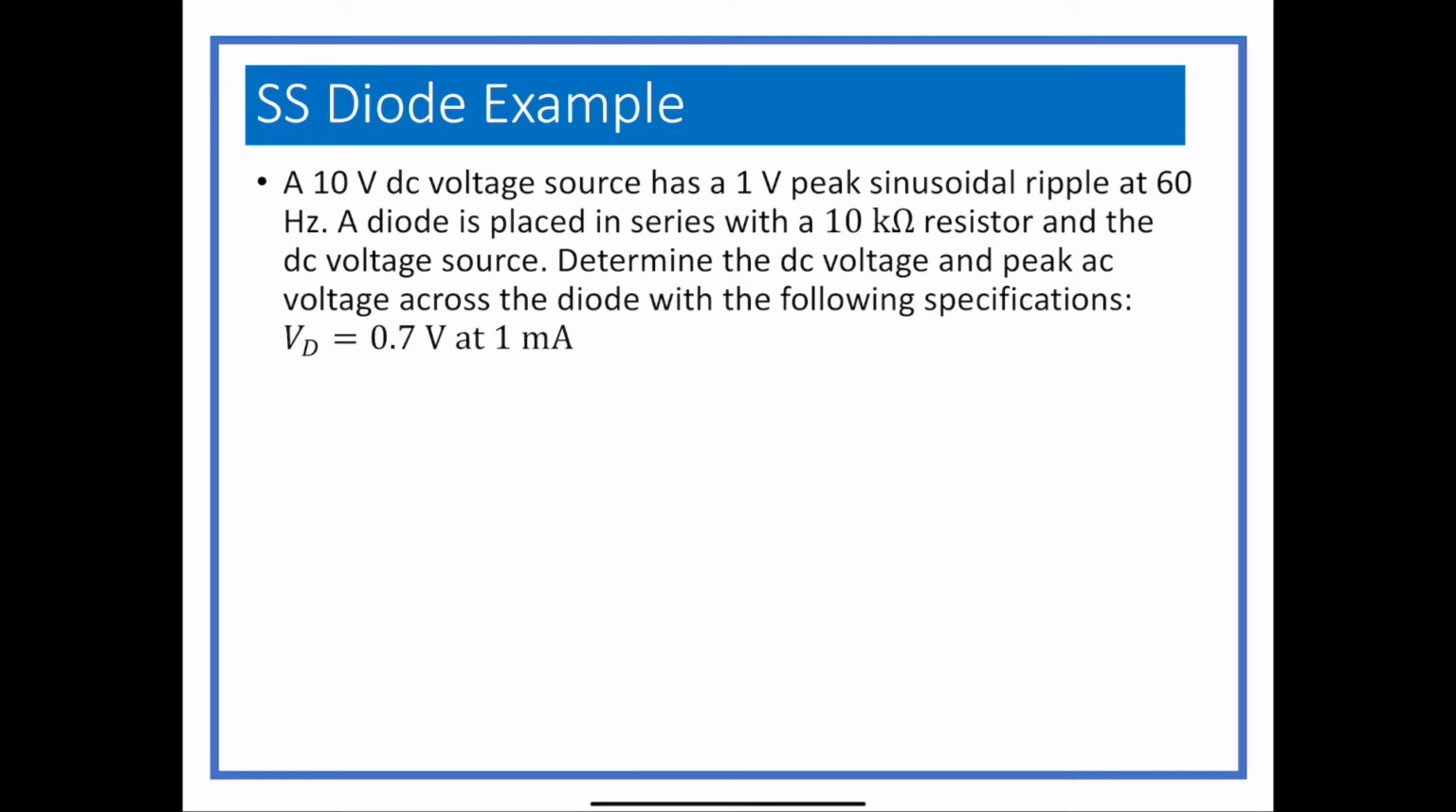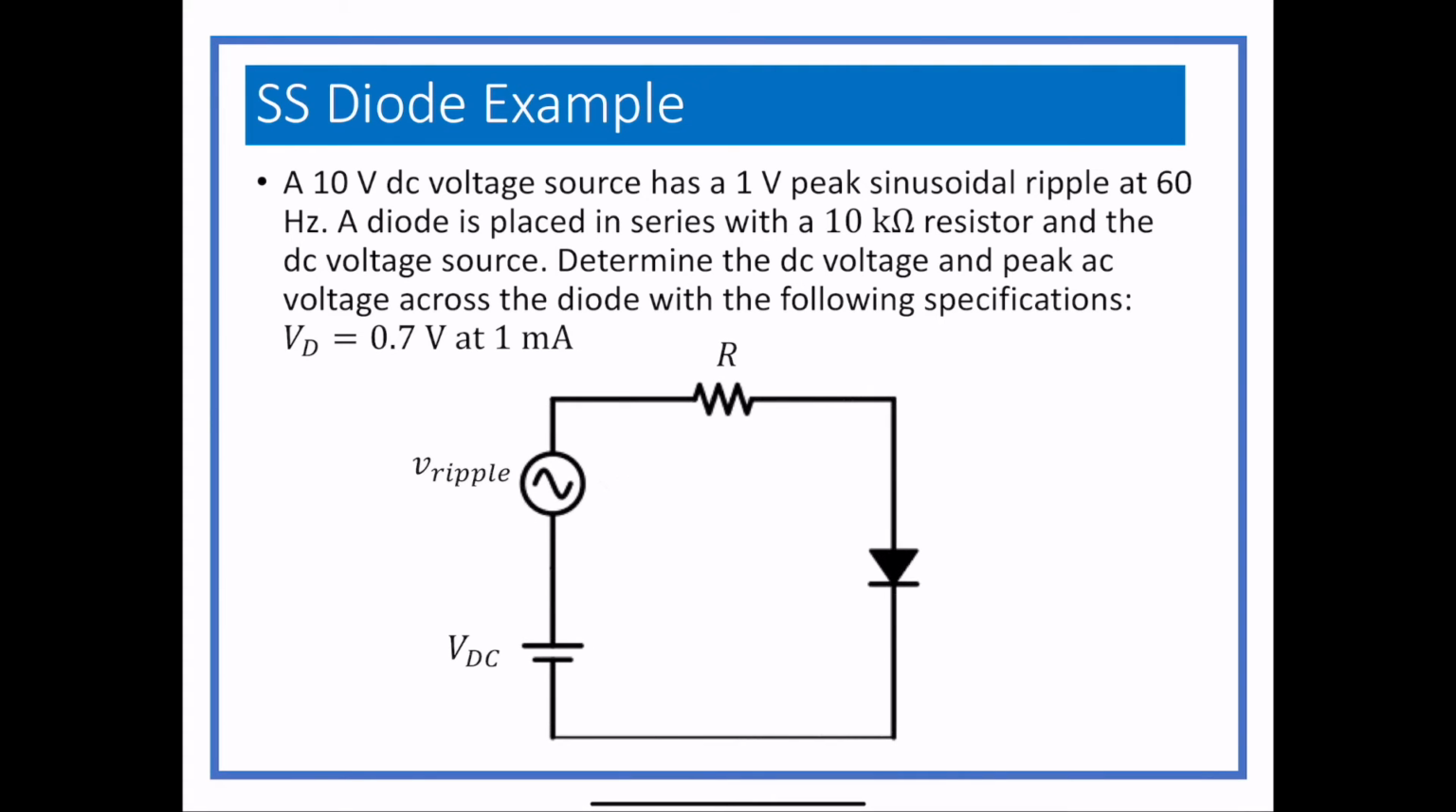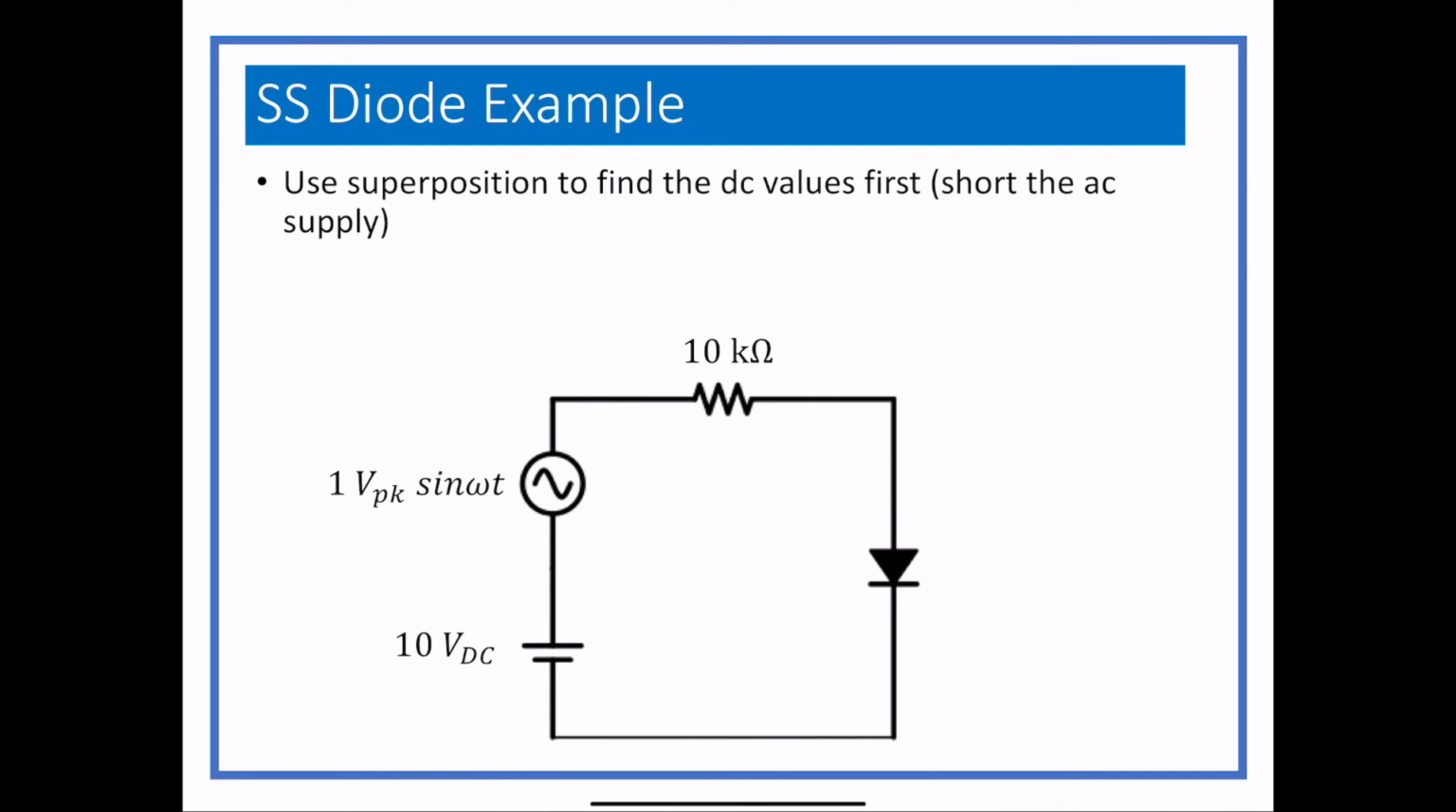So we're going to use superposition. First of all, this is what the circuit looks like. It's just an AC source in series with a DC source. So we're just modeling that ripple as a separate source. And using superposition, we're going to find the DC values first. So we're going to ignore the AC part, and we're going to figure out what the diode current is just by taking 10 volts and subtracting the diode voltage and dividing by 10K.